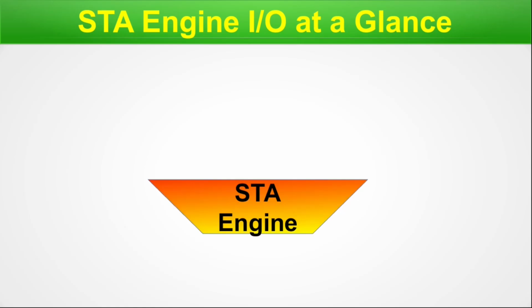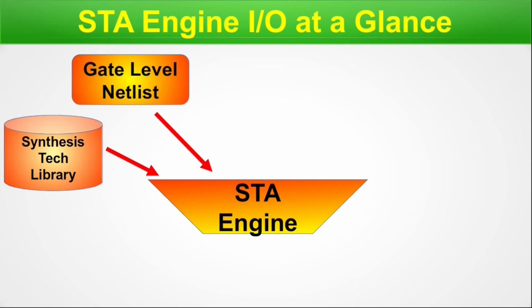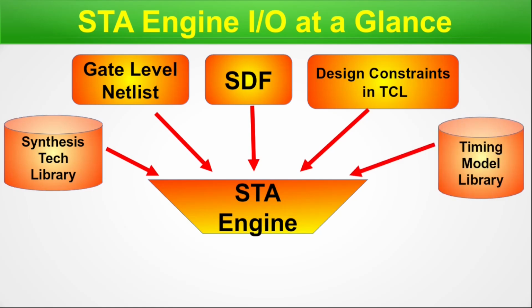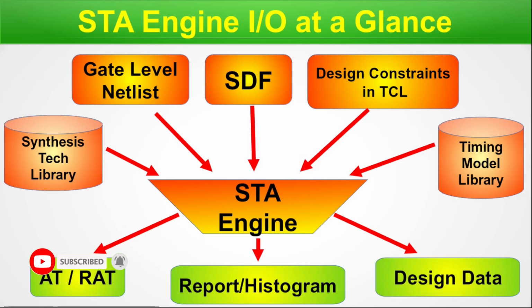So this is our STA engine. First, we have our synthesis tech library. Next, we have our gate level netlist. Next, we have SDF. We have the design constraint file. And we have our timing library, that is timing.lib. Now, once the STA engine processes all these input files and we hit the report timing command, it generates AT or RAT report and histogram, and we can access the live design data.